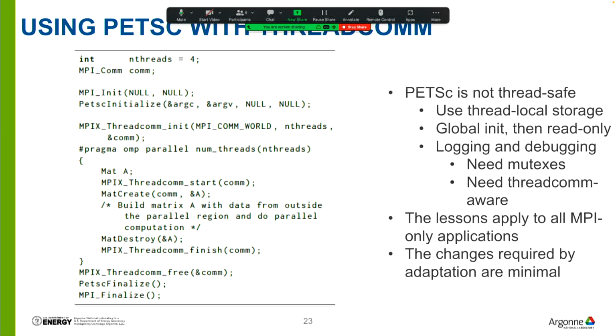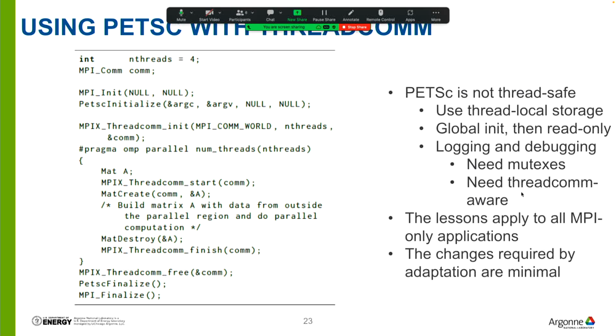We have to turn off the threads, add the thread safety, and turn off the logging and the debugging. So for the long term, PETSc needs to be thread-comm aware in order for users to use code like this. One way is to use thread local storage. Alternatively, you can do global init and read only, and you have to have code in place to guard, during the actual thread-comm region, against writing to your globals, because otherwise it's a risk.